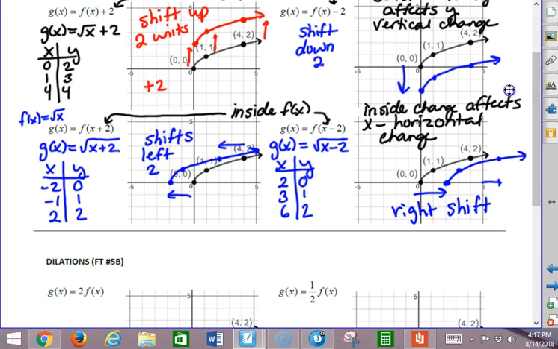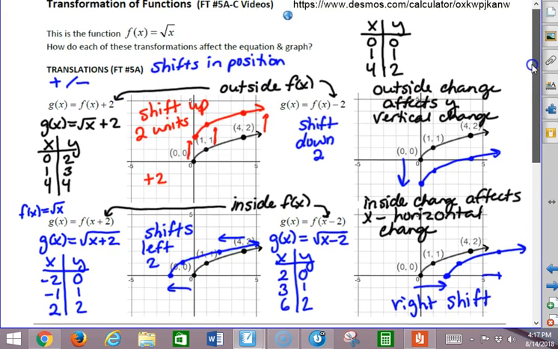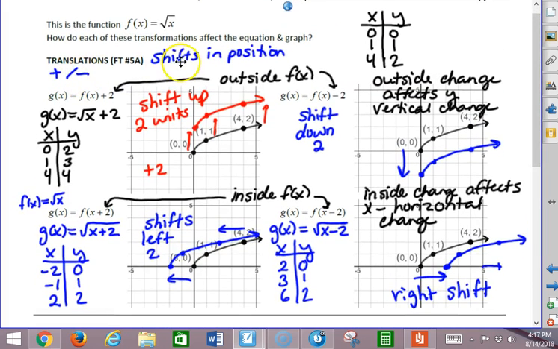So these are translations. Adding and subtracting shifts the graph in position, doesn't stretch it, just shifts it up and down, right or left. Adding outside the function, up. Subtracting outside the function, down. Adding inside the function, left. Subtracting inside the function, right. Those are the translations.